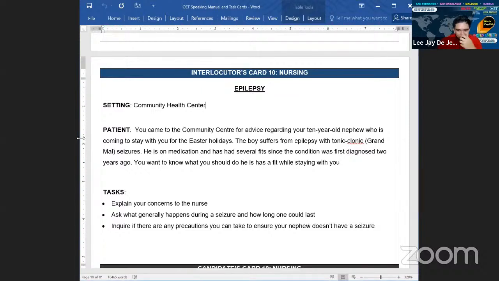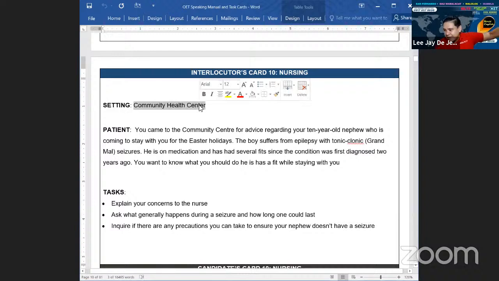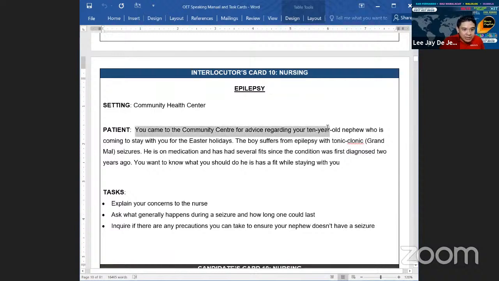Okay. Right. So this is the interlocutor's card. So Sir Joe, this is your situation. Okay. So the setting is the community health center. So health center sa barangay health center. So you came to the community center for advice regarding your 10-year-old nephew who's coming to stay with you for the Easter holidays. You notice, Sir Nano, they didn't tell you the name of the nephew because you have the choice of providing the information. It's up to you. Okay, up to the interlocutor.